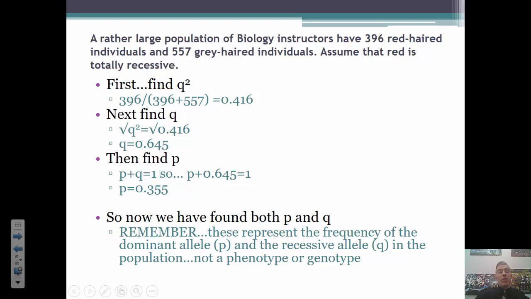You next need to find P. Remember, P plus Q equals 1. So P plus 0.645 equals 1, and if you solve for P, you end up getting a P of 0.355. So P plus Q should equal 1 collectively. Those are your allele frequencies. Now that we found both P and Q, we can find the phenotypes and genotypes specifically of the homozygous dominant and the heterozygous individuals in the population.